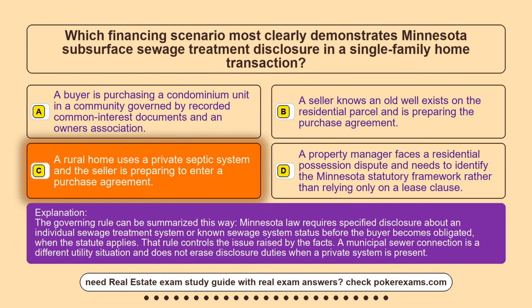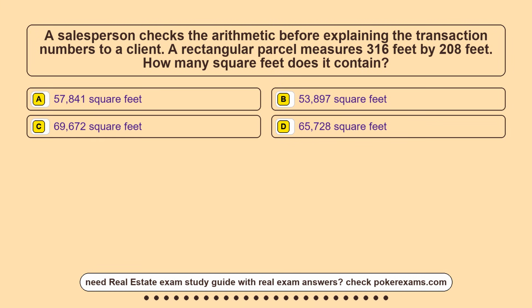present. Question 23. A salesperson checks the arithmetic before explaining the transaction numbers to a client. A rectangular parcel measures 316 feet by 208 feet. How many square feet does it contain?